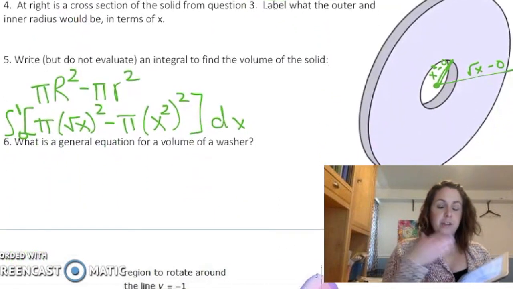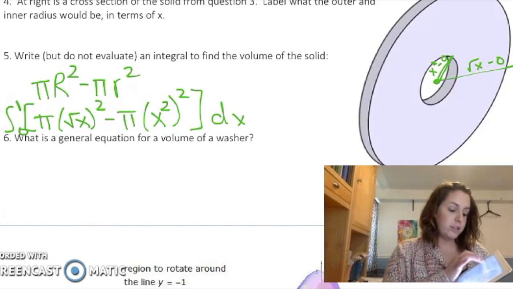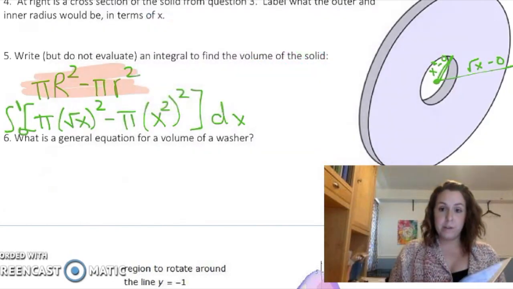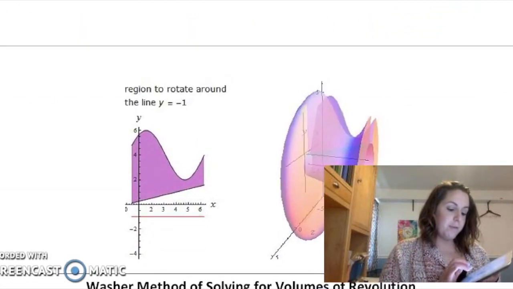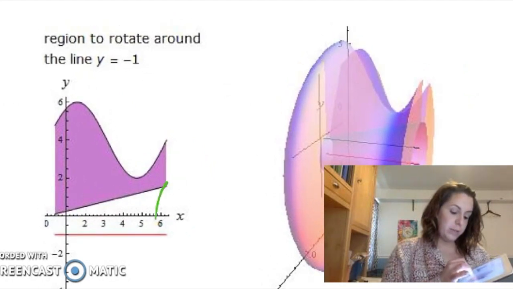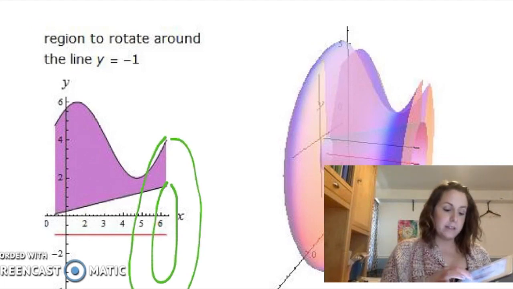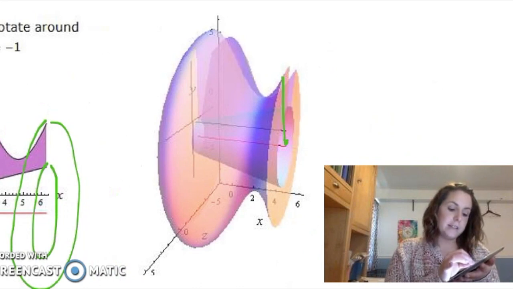So a general equation for the volume of a washer is exactly what we just talked about. Take your cross-sectional area, which is this, and integrate with respect to your variable over that interval. Same thing if we did it with respect to y equals -1, right? We take this region, we rotate that around, that's my inner radius, that around, that's my outer radius, and we wind up getting that type of shape where, again, we have an outer radius and an inner radius.